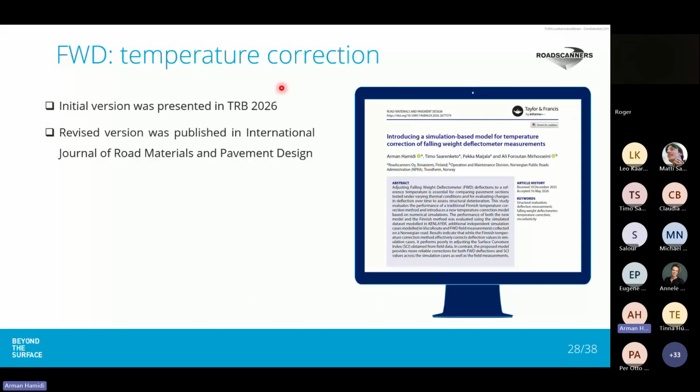An initial version of this work was presented at TRB 2026, and last month a journal paper from this work was published in Road Materials and Pavement Design. Here is the title, Introducing a Simulation-Based Model for Temperature Correction of Falling Weight Deflectometer Measurements. So if you are interested, you can find this paper and review it.